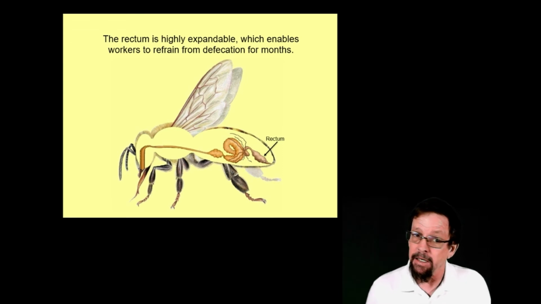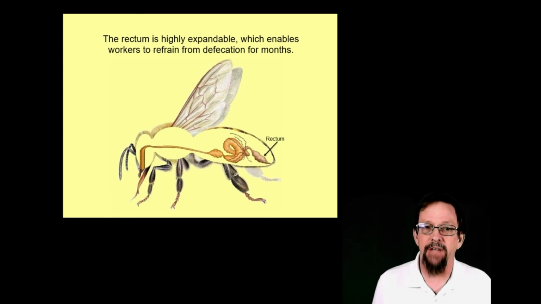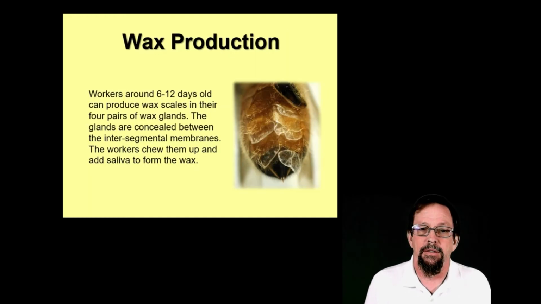Continuing on down to the back of the bus, we have the rectum. It's highly expandable, which enables workers to refrain from defecating for months, and this is kind of how they can survive that cold winter. Okay.